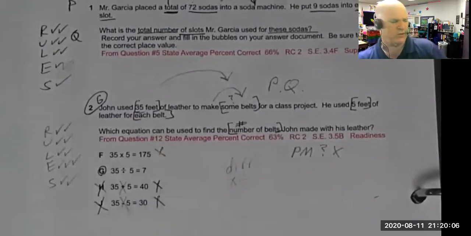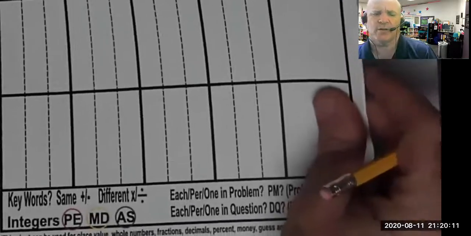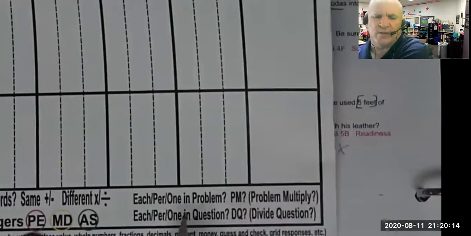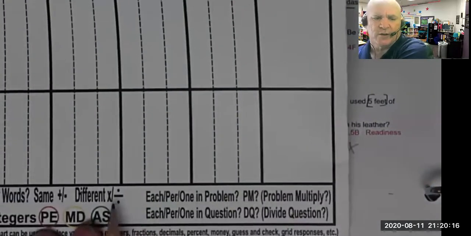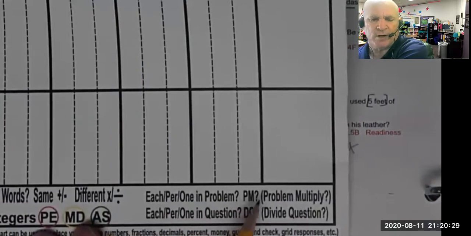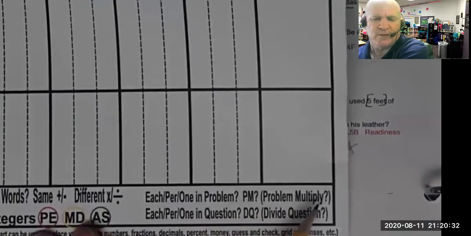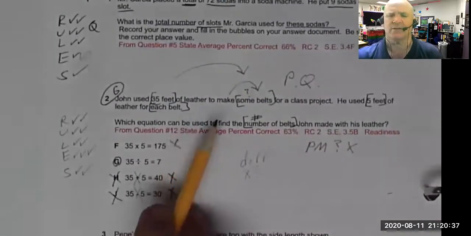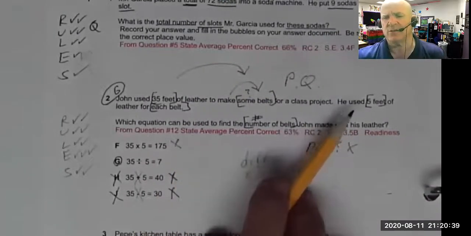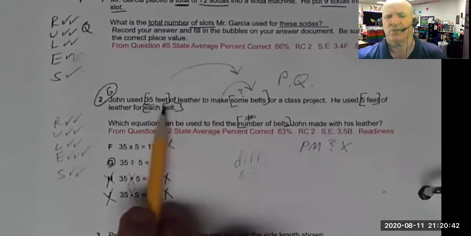And I want you to notice on my mathematics chart, it says it right there on the place value chart near the bottom. If the keywords are different, then the operations are either going to be multiplication or division. But here's where your students went wrong. They found each per one in the problem, and it said, mine says problem PM question mark, problem multiplied question mark. That's only the first clue to look at, and your kid didn't bother to look at anything else, because look at the second sentence. He used 5 feet of leather for each belt.